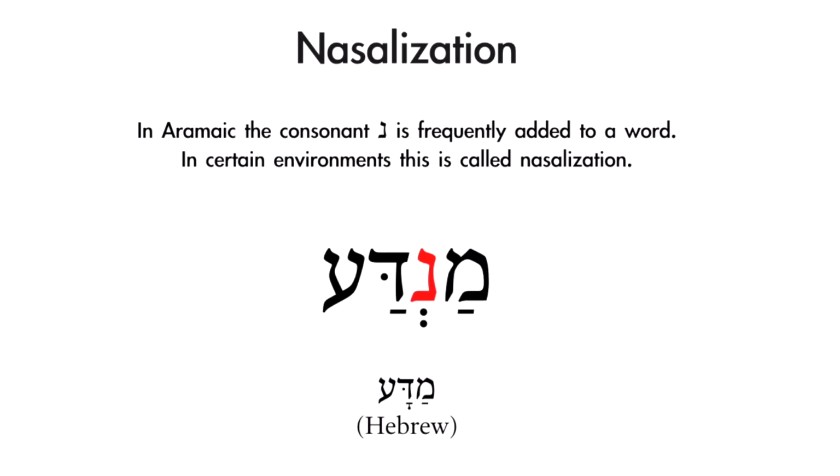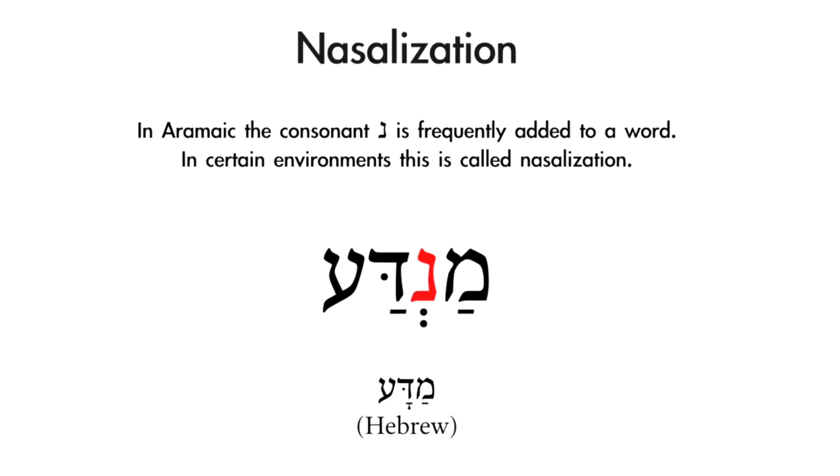They love the noon. Look at your screen with me. In Aramaic, the consonant noon is frequently added to a word in certain environments, and this is called nasalization. Now, if you think of nasal and N or noon, you'll get the connection. Look at the word here, manda. This is from the Hebrew root, yod, dalet, ayin, which means to know. And so the word here, manda in Aramaic, or mada below in Hebrew, means knowledge.